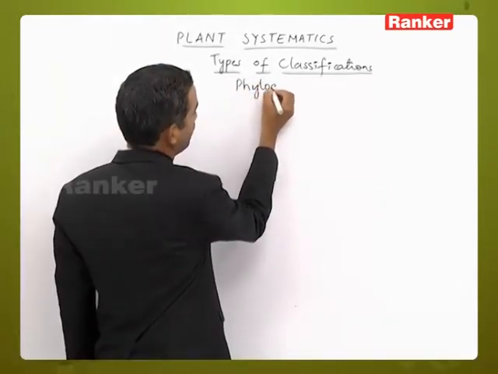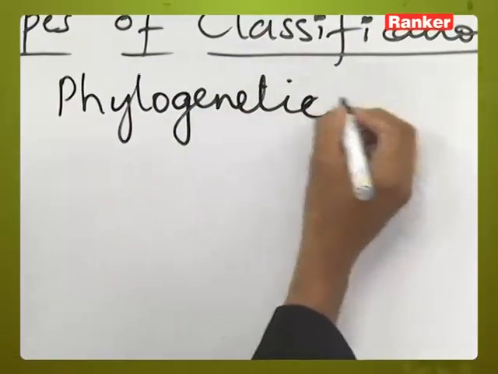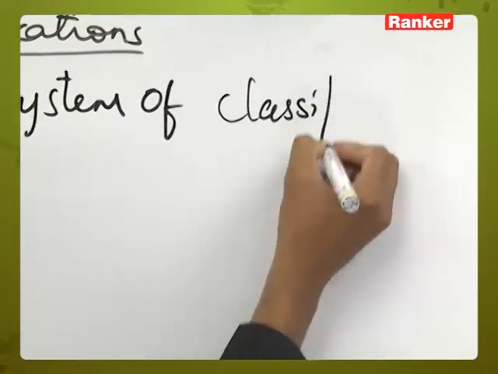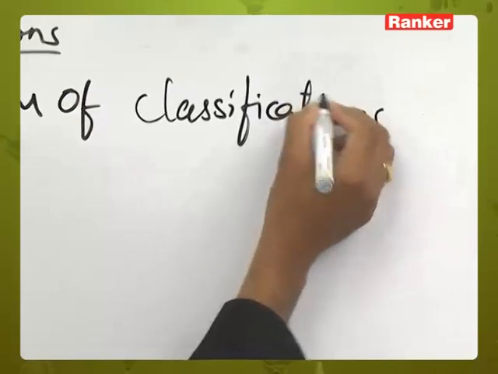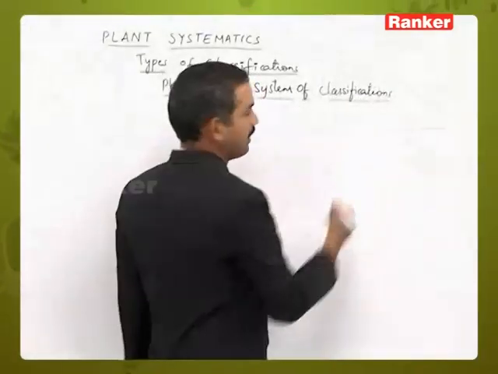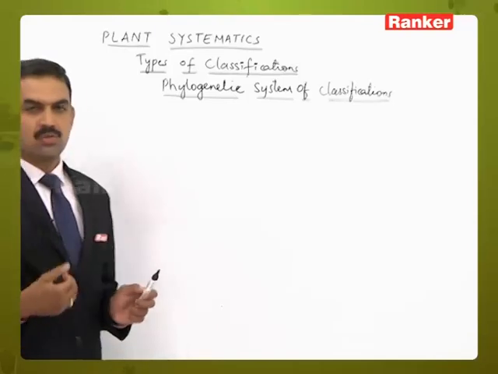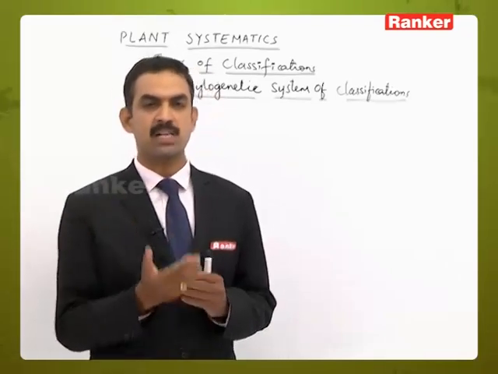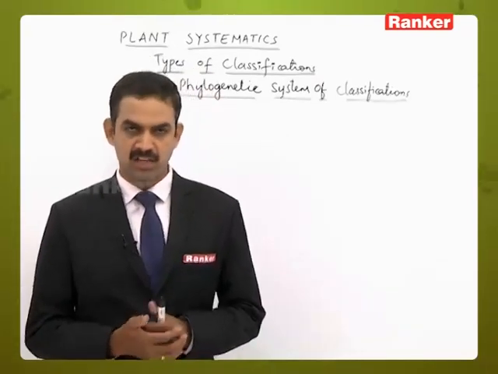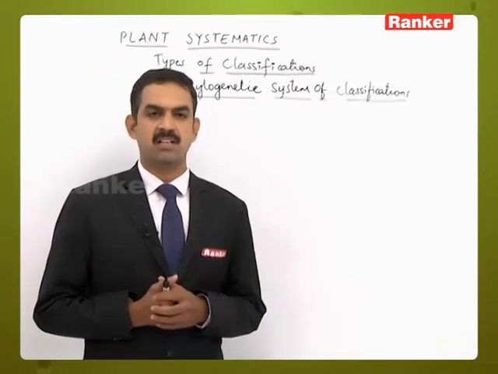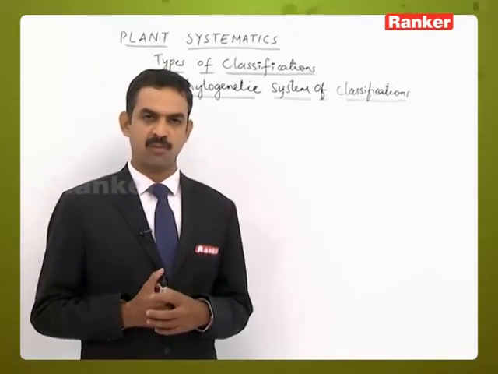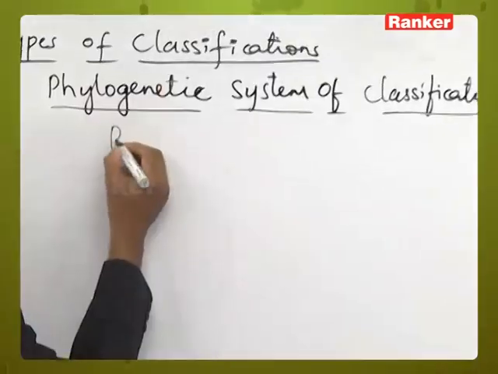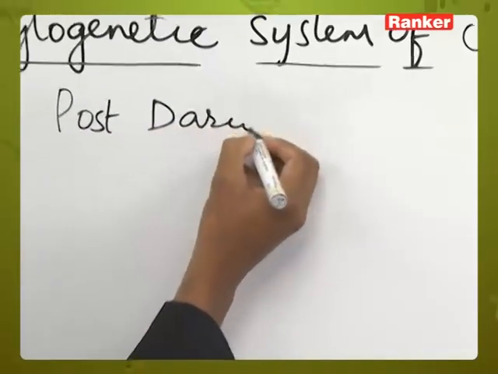Phylogenetic system of classification. In the phylogenetic system of classification, more and more importance is given to phylogeny, that is the evolutionary changes which take place from one generation to another generation. Apart from that, they also consider concepts from various branches of botany. And one other important aspect related to the phylogenetic system of classification is that this is considered a post-Darwinian system of classification.